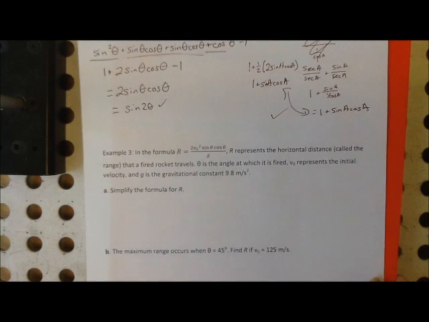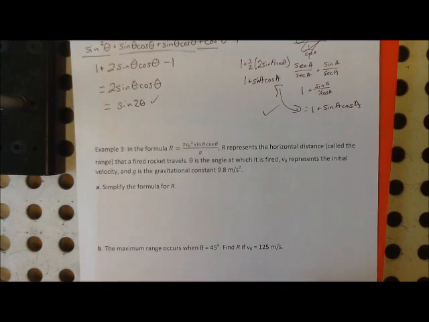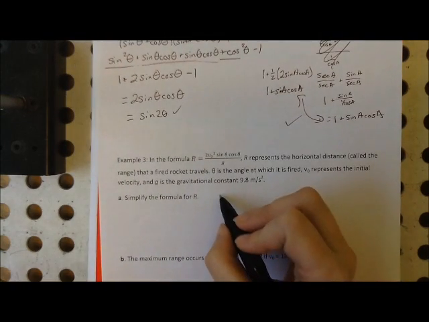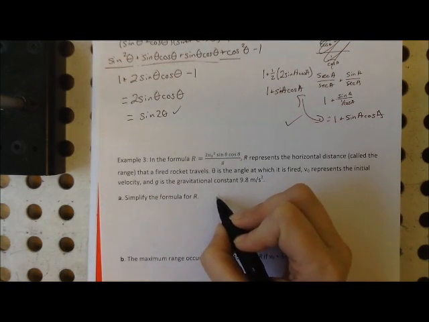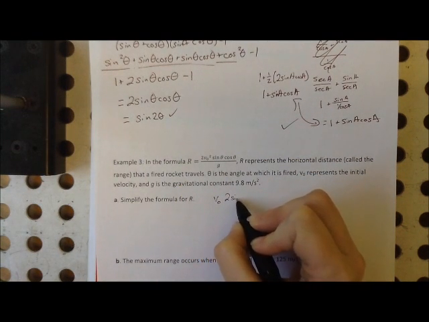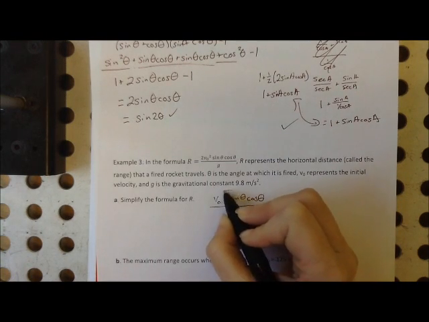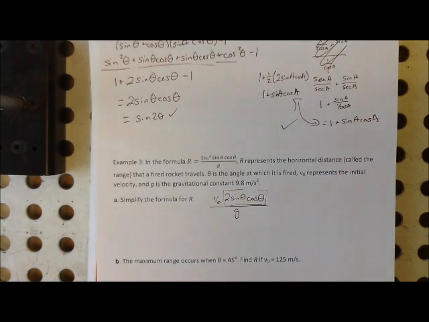One application problem. In this formula, R represents the horizontal distance that a fired rocket travels, theta is the angle at which it is fired, V sub 0 represents initial velocity, and G is the gravitational constant, 9.8 meters per second squared. Simplify. Well, what they really mean here is they want you to notice that if you just change the order of the 2 and the V sub 0 here, you have exactly the formula for sine of 2 theta.